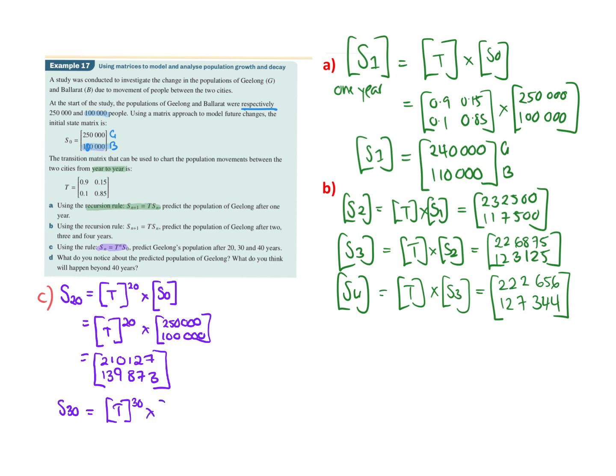And if we did S30, we would do the transition to the power of 30 this time times S0. So I don't need to type all that out because it is actually stated up here. So I'll go straight to the answer for this one, and we get 210,007 and 139,93. So remember, we should have the same amount of people, which is 350,000 as well.